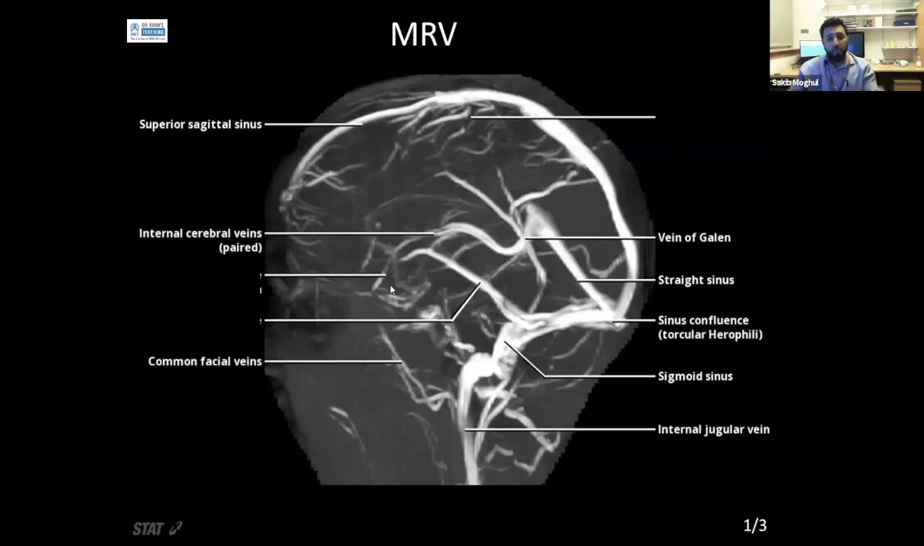So let's go through a few images so you can try to orientate yourself with these. Easiest one to identify is this superior sagittal sinus, which we've already spoken about. Straight sinus coming across here, and then you can see the vein of Galen with these internal paired cerebral veins. Okay, you can just about see the basal vein of Rosenthal coming in over here.